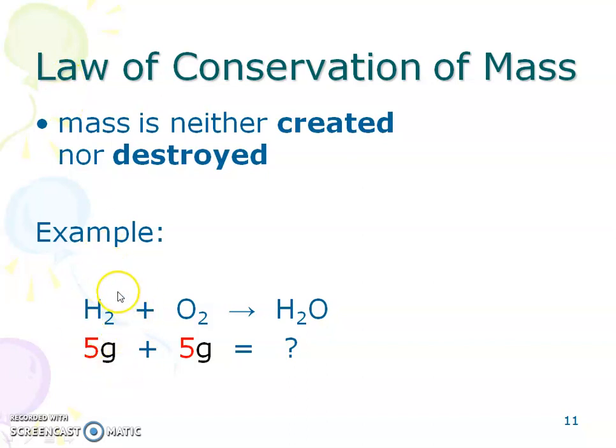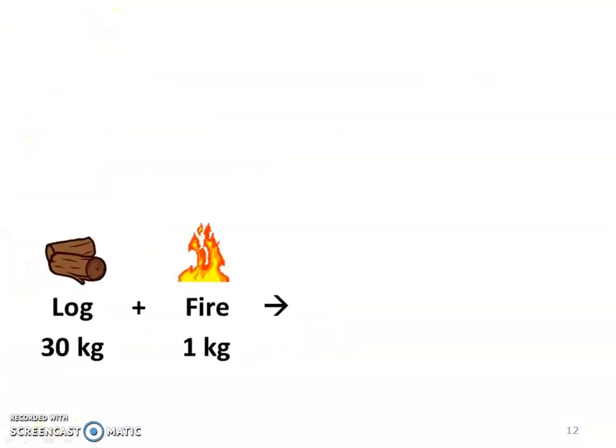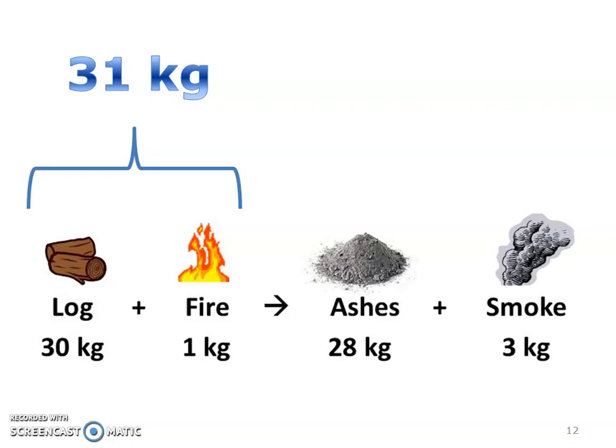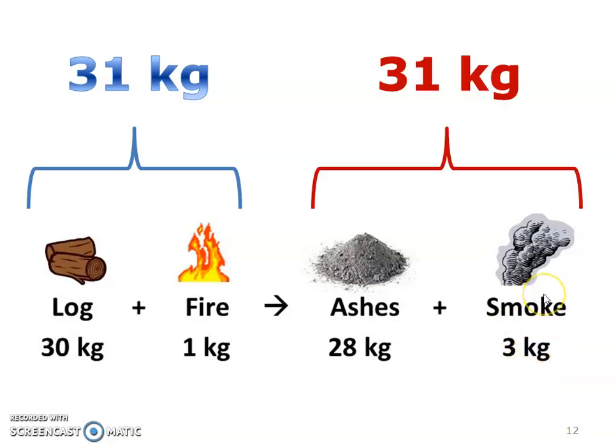So here's an example. If we take 5 grams of hydrogen and 5 grams of oxygen, how many grams of water would we form? Hopefully you can figure that one out pretty quickly. So let's look in a little bit more detail. We have a log, we have some fire. If we add the kilograms together, we get 31. Well, we're going to produce ashes and smoke. Well, the ashes now are going to be 28 kilograms, not 30 anymore, but all the smoke that was released was 3 kilograms. So together, that still equals 31 kilograms.